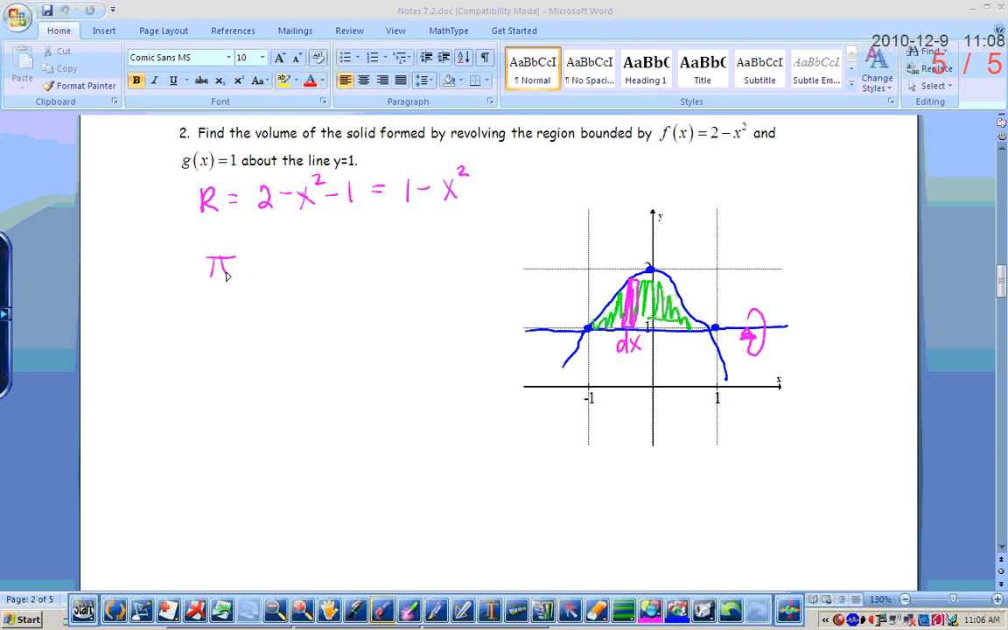All right, so that volume is pi integral of r squared, and what will the limits of integration be? -1 to +1. Good. All right, that ends up being 16 pi over 15. And once again, you get kind of an egg shape here when you revolve that.